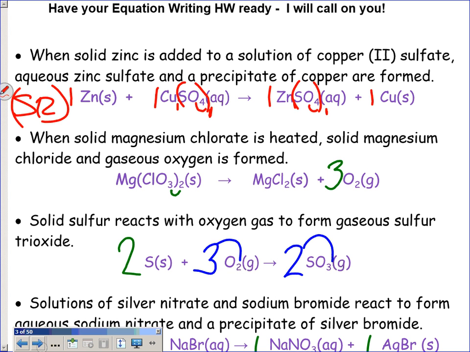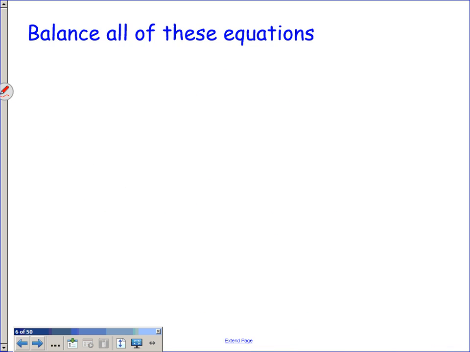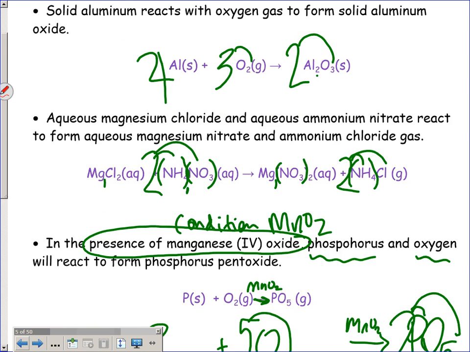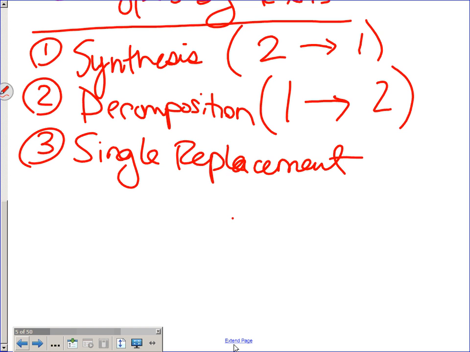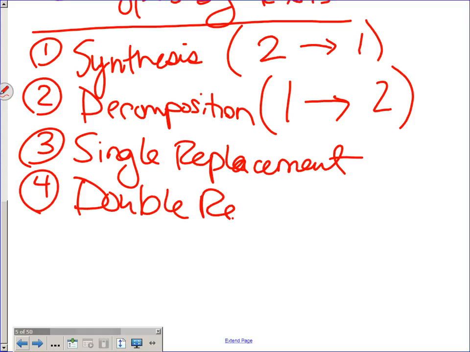Okay. The next one is a double replacement reaction. Can you guess what happens there? Two things switch, or it looks as if two things switch according to our reaction. Look for something in your chem and tell me which one you think could possibly be as complicated as double replacement.